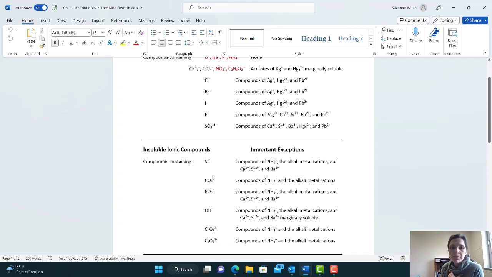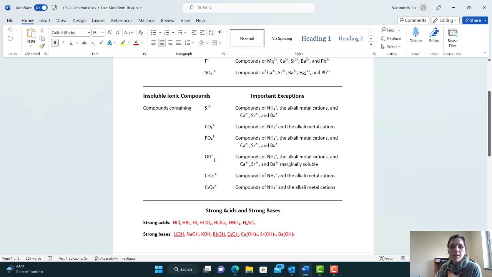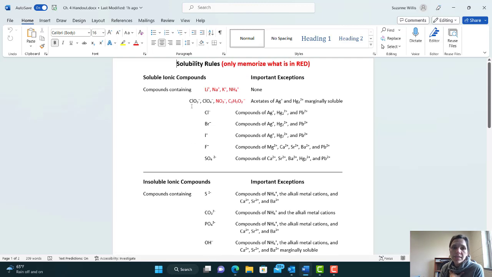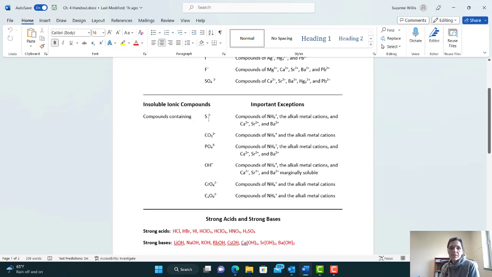Down here at the bottom of this page, it's the opposite. These ions right here generally make you insoluble, meaning you're normally a solid. Let me say this too. If you're soluble, that means you're going to be aqueous. I would write a little AQ here. Soluble means you're going to be aqueous. You're going to dissolve. If you're insoluble, you're going to be a little S for solid, okay? Because you're not going to dissolve. So if you have sulfide in your compound, you are likely insoluble. You're probably going to be a solid.